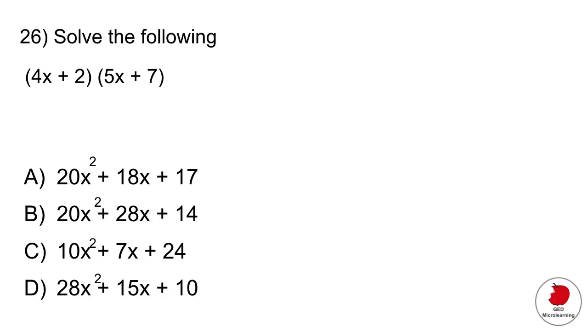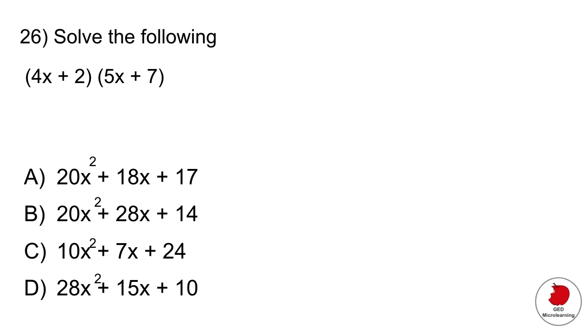And yesterday we had started to talk about polynomials, and we were talking about adding and subtracting polynomials. So today we're going to continue with that, but we're going to talk about multiplying in this question. So it's asking you to multiply 4x plus 2 multiplied by 5x plus 7.